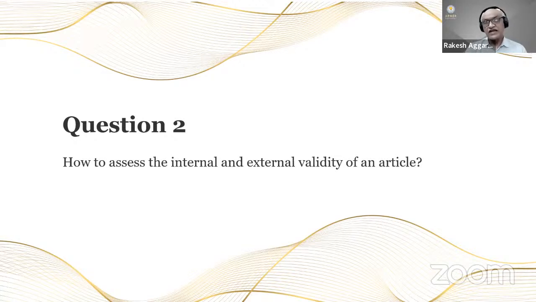Now, this is affected if there is bias, if there is confounding. External validity, on the other hand, refers to whether, even if the results are valid for this group that they have looked at, they can be applied to the larger population or can be generalized. That is external validity. Thank you, sir.